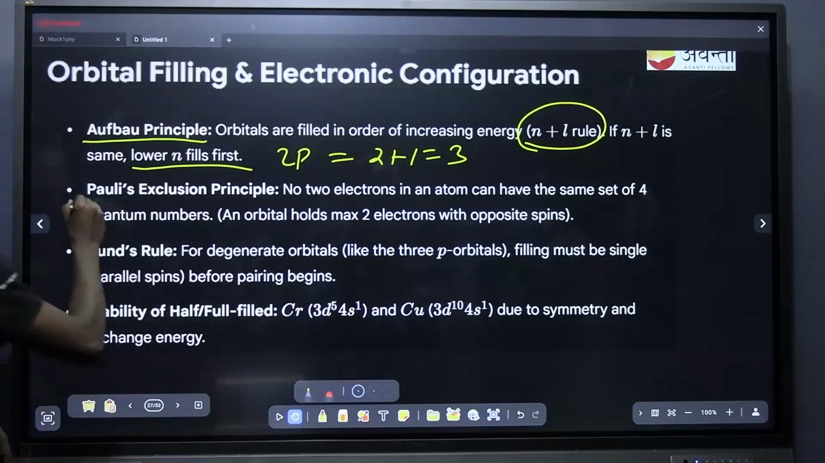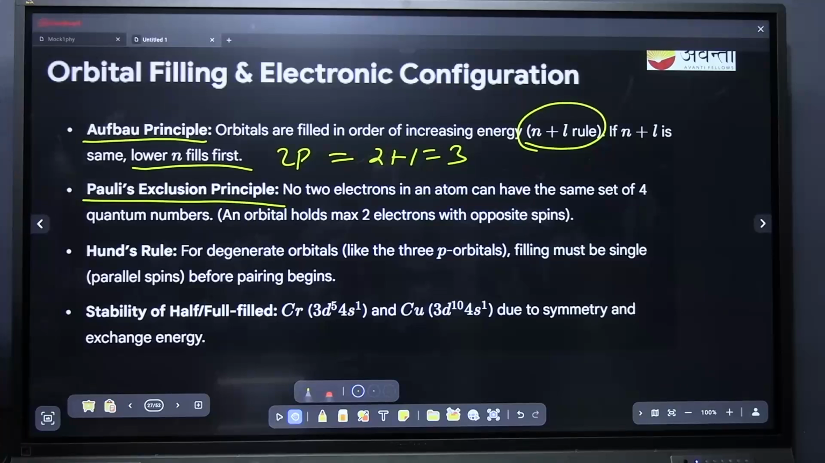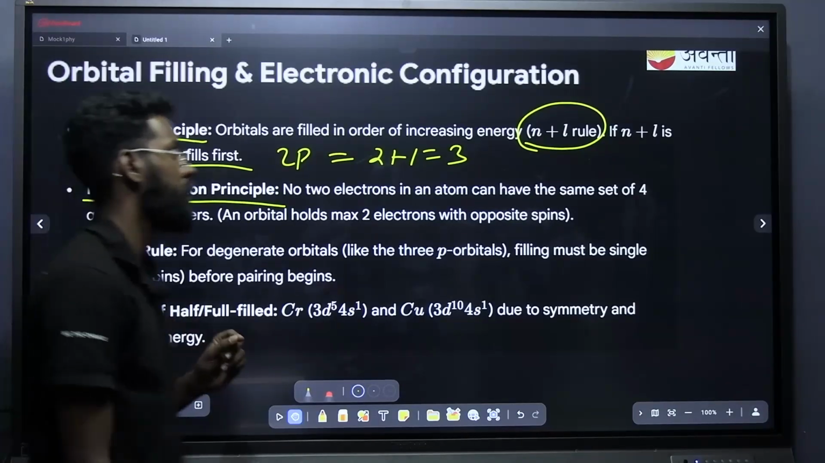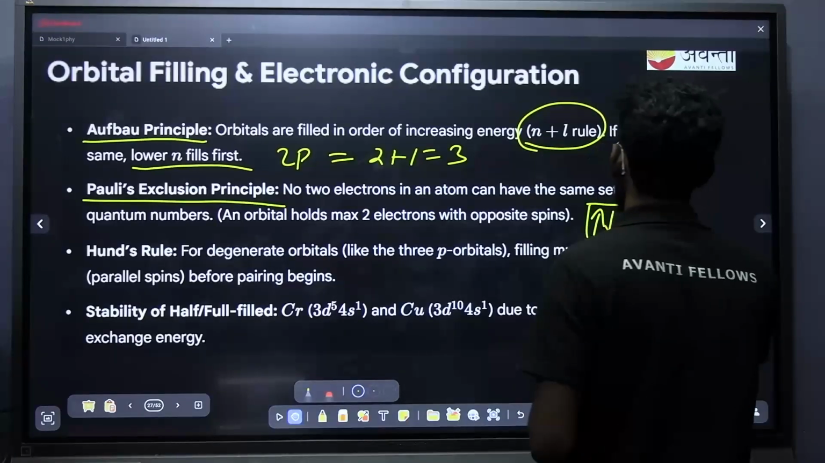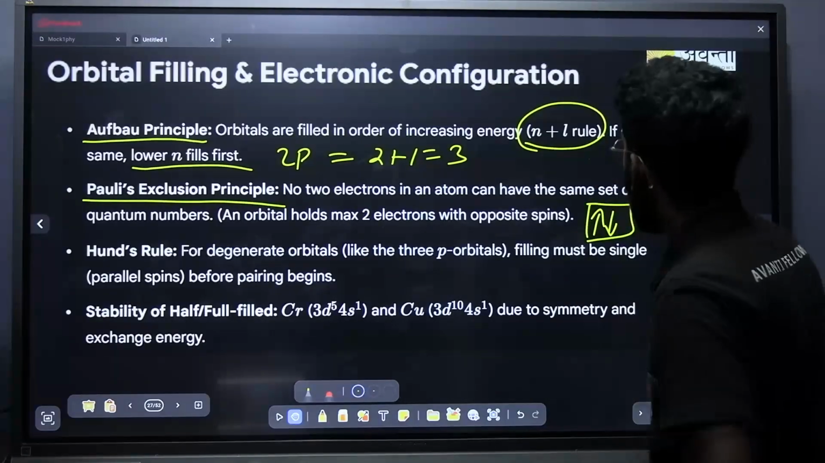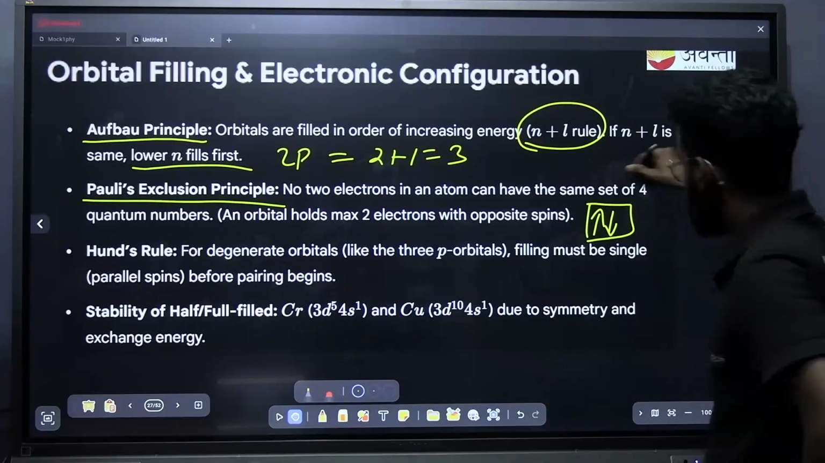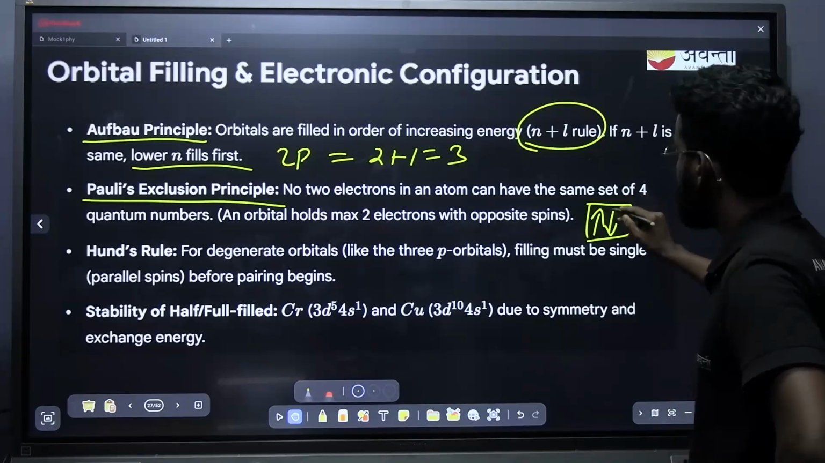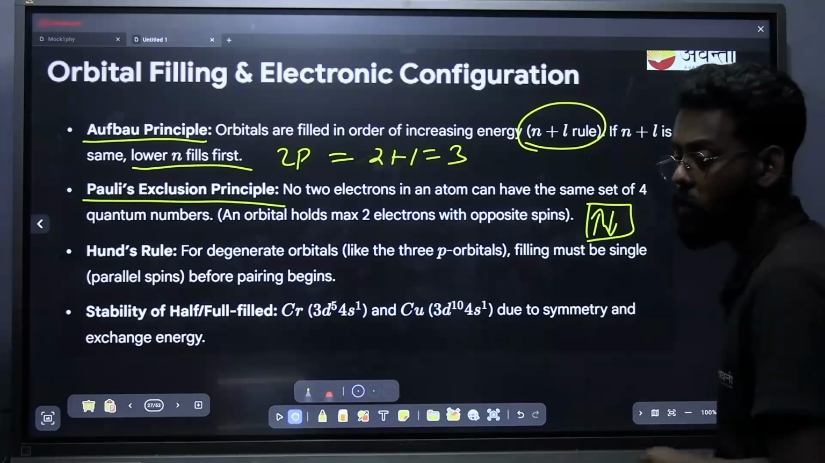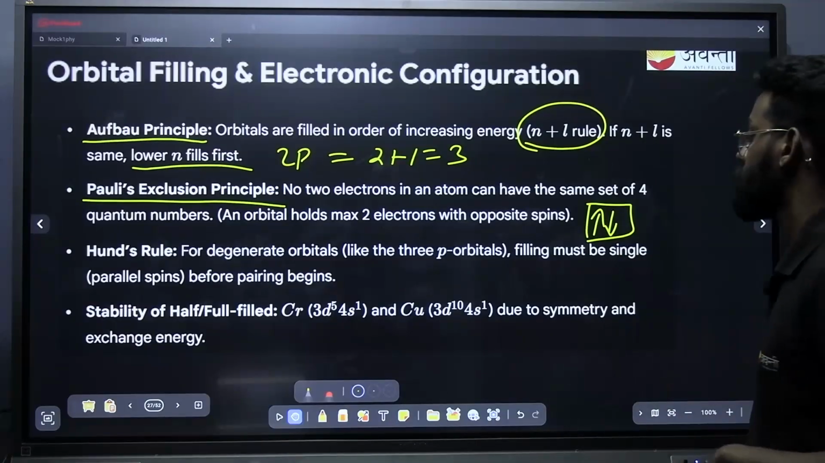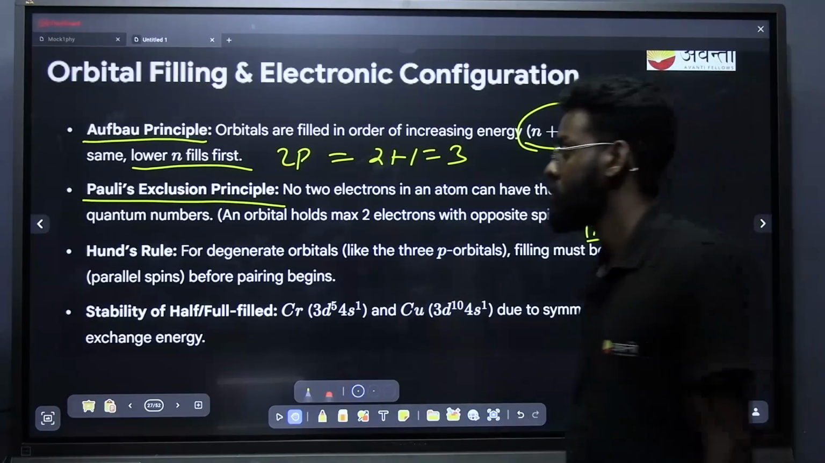Now next one is Pauli's exclusion principle. According to Pauli's exclusion principle, no two electrons in an atom have the same set of all 4 quantum numbers. And the electrons in a single orbital are differentiated by the 4th quantum number, that is the spin quantum number, that is 2 electrons. That is what Pauli's exclusion principle is saying.